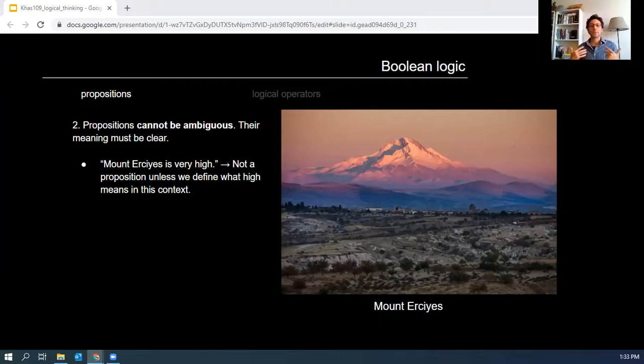High might mean something for me, it might mean something else for each one of you, right? So if you want this sentence to be a proposition, either in a separate proposition or within the same proposition, we have to define by high, I mean any mountain that's higher than 4,000 meters, for instance. We have to define it. Otherwise, ambiguous sentences cannot be propositions that we can use in Boolean logic.